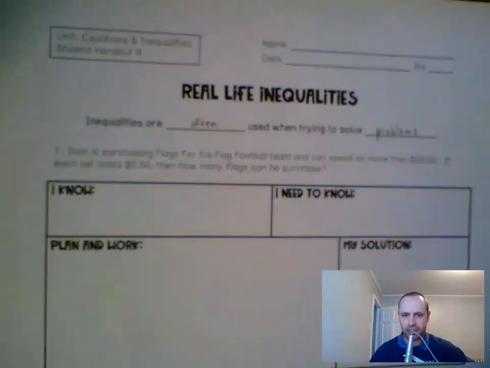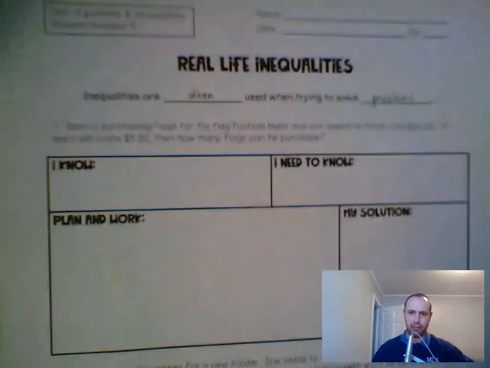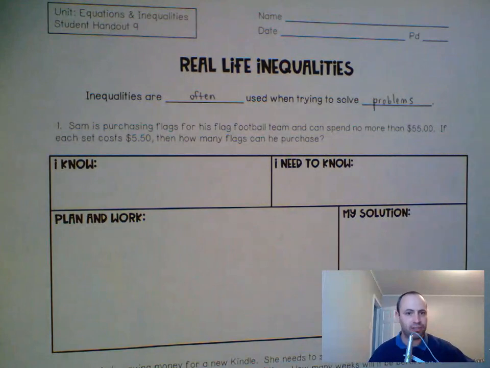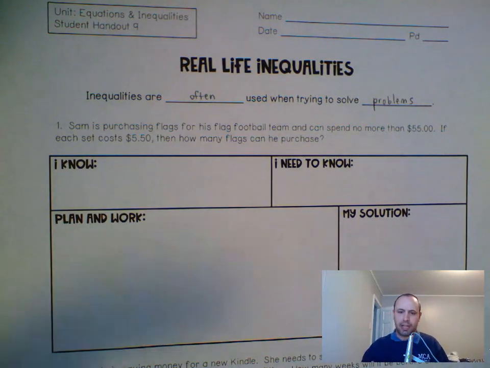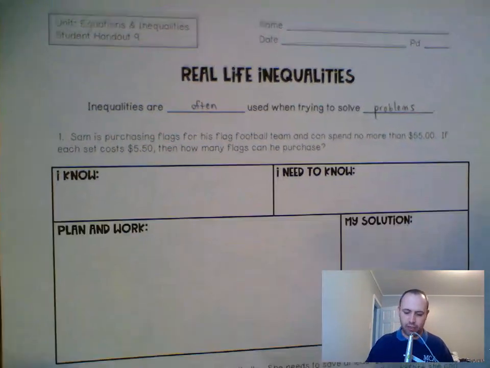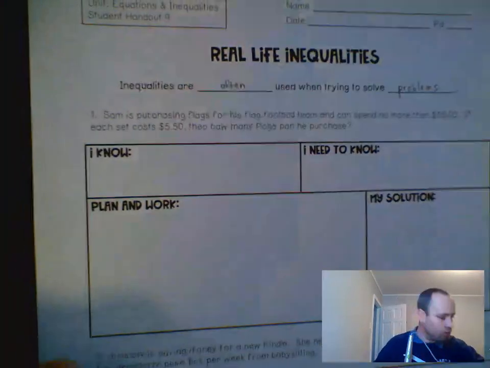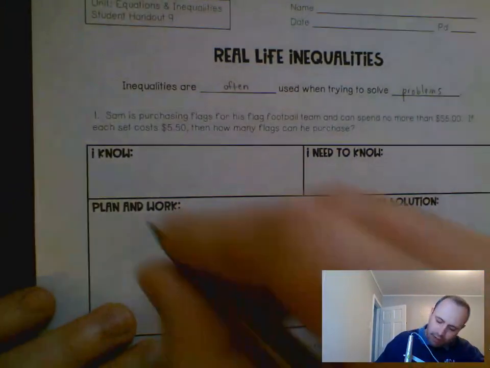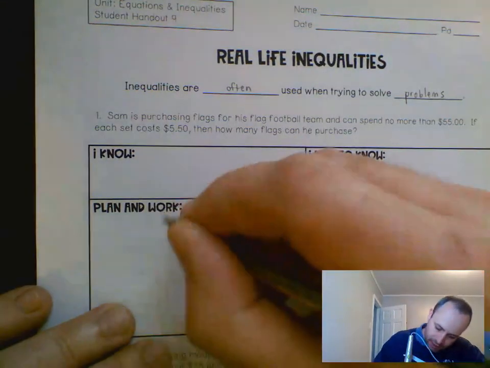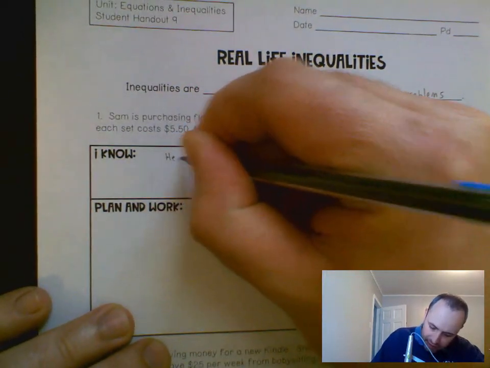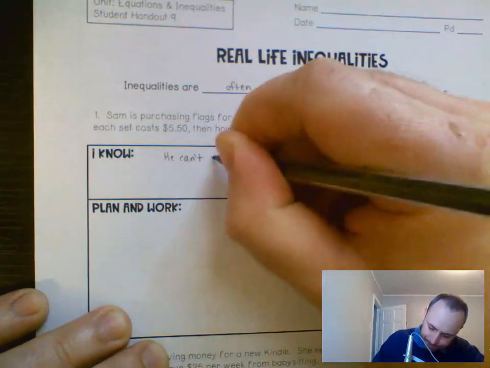Okay, number one. You don't have to write all this down if you're doing it on separate paper. Sam is purchasing flags for his flag football team and can spend no more than 55 bucks. If each set costs 5.50, then how many flags can he purchase? If you're doing this on separate paper, you can do it all together in one box or just in a row. The things you know: he can't spend more than 55 bucks.